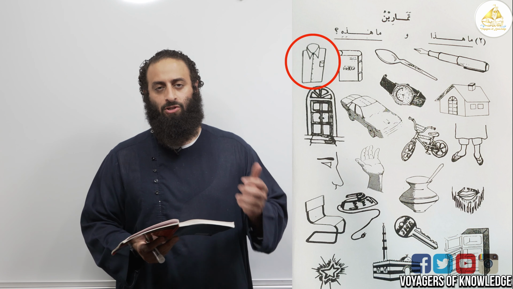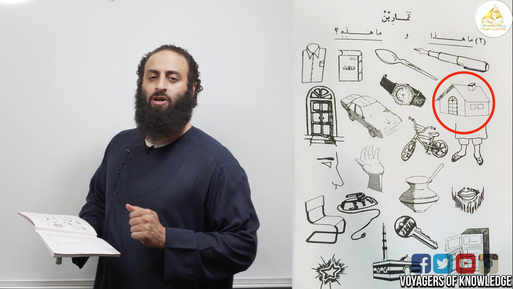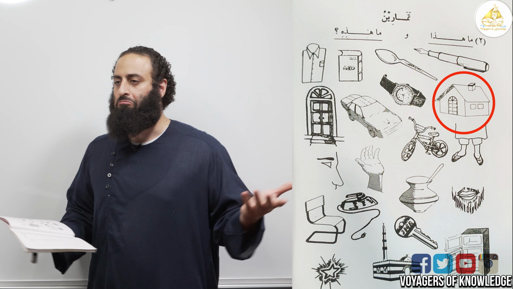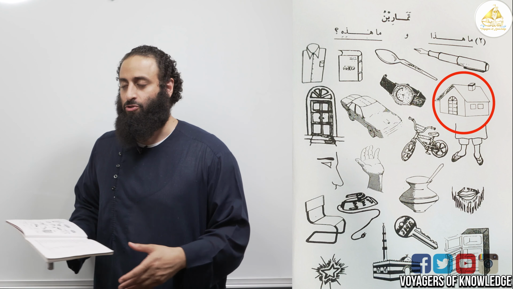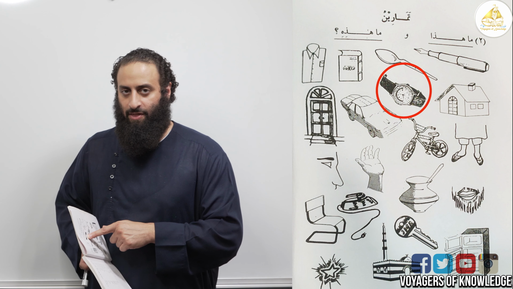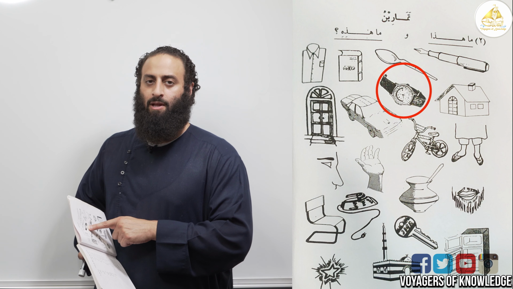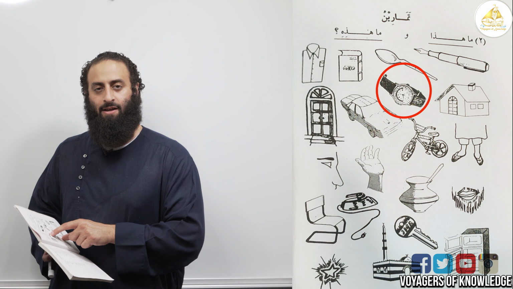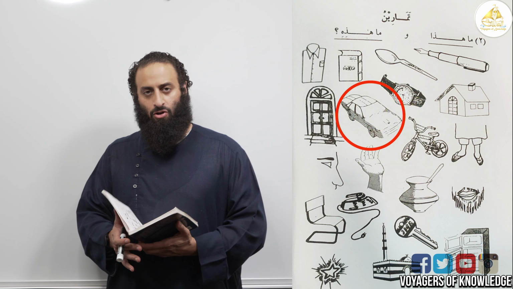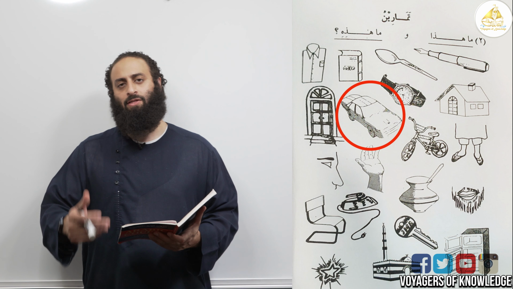Next, you're strolling through the neighborhood and you see a house. And then you ask somebody, basically you're asking them, how do I say this in Arabic? So you say, ma hadha. What is this? You would answer, hadha baytun. Next is the watch, ma hadhihi. Hadhihi sa'a. After that is the car, ma hadhih.